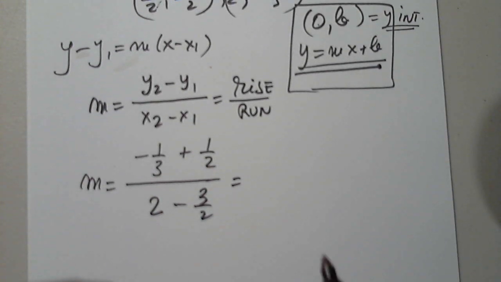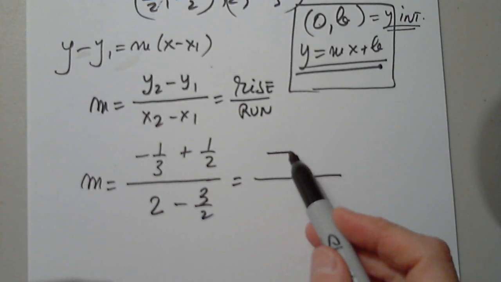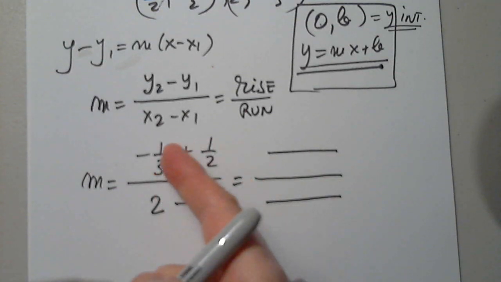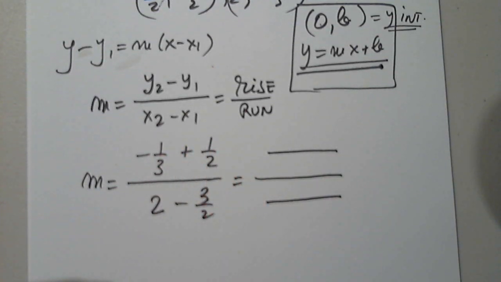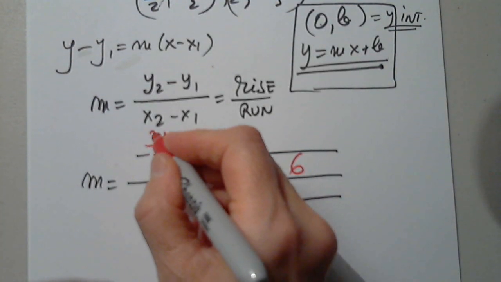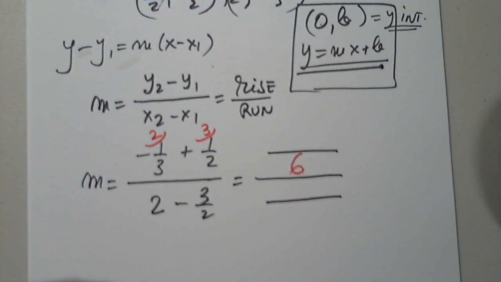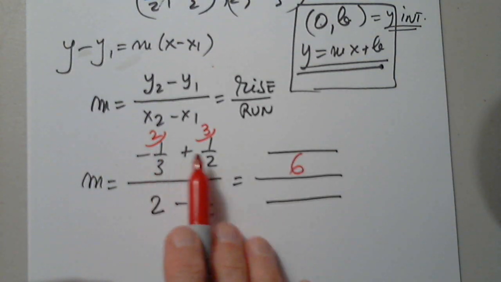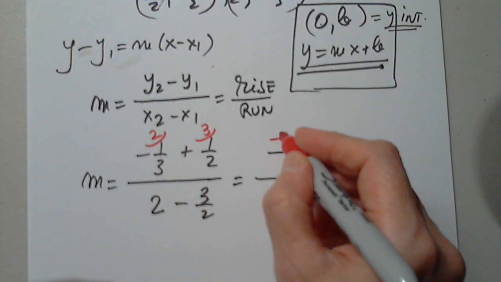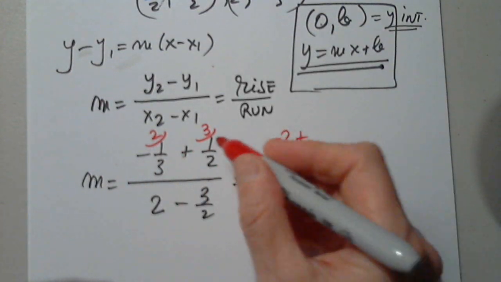We continue. We have to find the least common denominator, numerator and denominator. Can anyone give us what is the least common denominator of 3 and 2? Anyone? Yes, very good. So I need to multiply this by 2 and this by 3. 3 times 2 is 6. 2 times 3 is 6. So -2 plus 3 times 1.